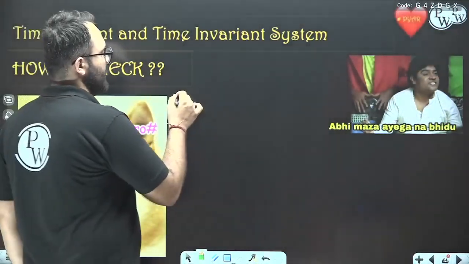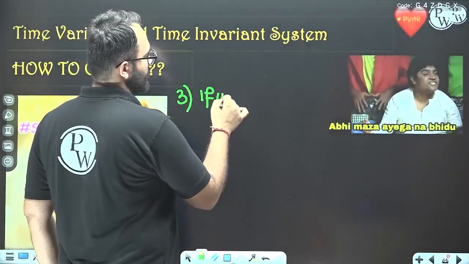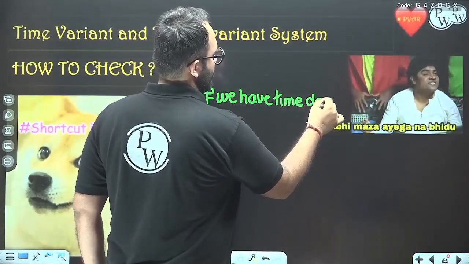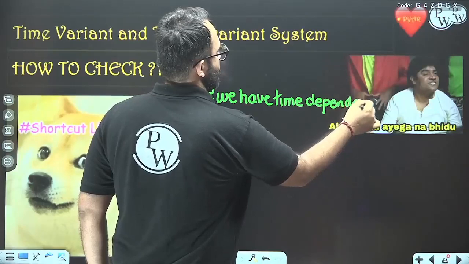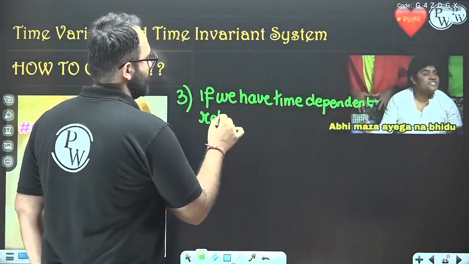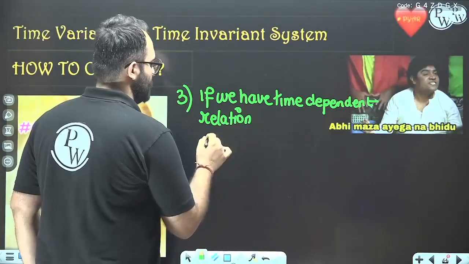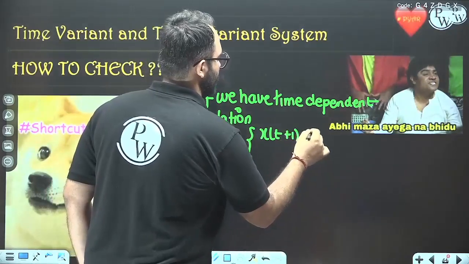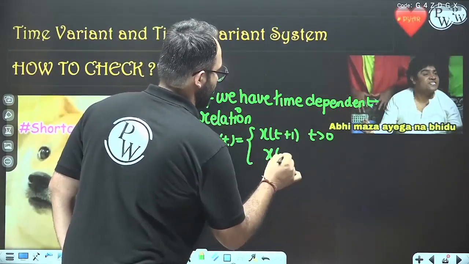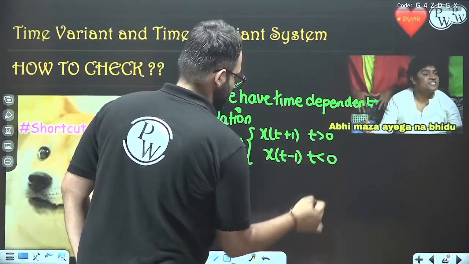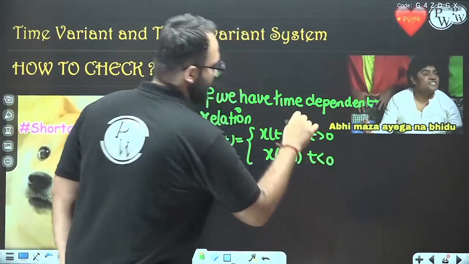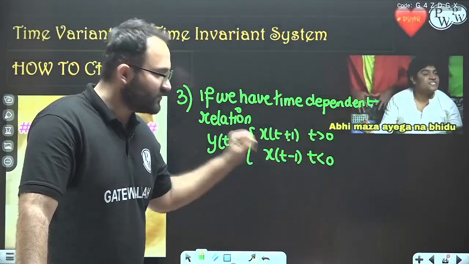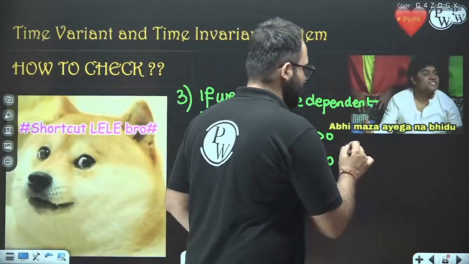And the third is, if we have a time dependent relationship. Time dependent relationship means, suppose, the relationship is x of t plus 1 for t greater than 0, and it is x of t minus 1 for t less than 0. So this is a time dependent relationship, meaning the relationship changes with time. For t greater than 0, this is the relation. For t less than 0, this is the relationship. These kinds of systems are always time variant.